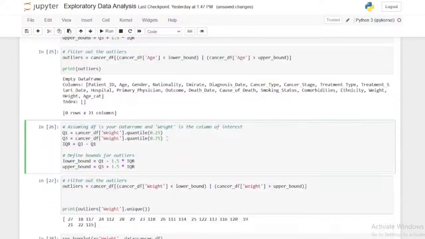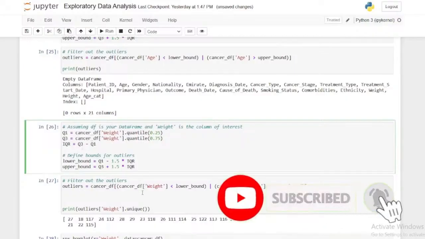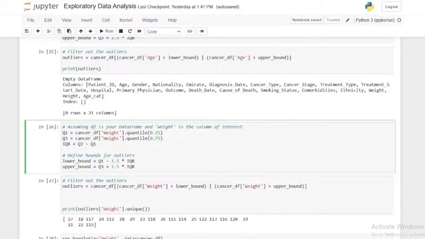So the next column I looked at is the weight column to check for outliers. Using the same process, finding your first quantile, your third quantile, subtracting your first quantile from your third quantile to get your IQR, and setting your lower band and your upper band. And you can see with this we're able to filter out our outliers, and our unique outlier values were these: 27, 18. So we have weights as low as 27 kg, 18 kg, 24, 28, 29, and these are probably real outliers, because remember that the lowest age we had was 18 years.